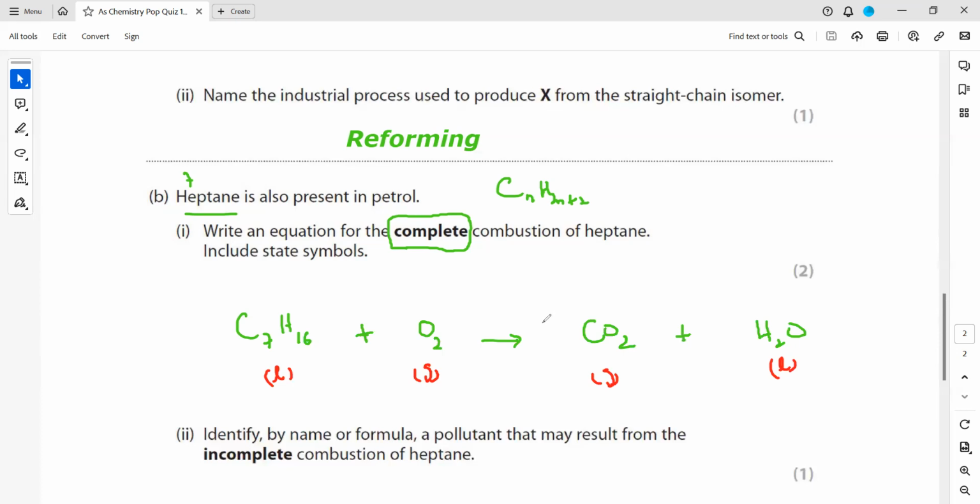Practically, when we burn it, it will produce water vapor because the energy which is released is absorbed by the water and turns it into vapor. But whenever we write the state symbols, we write them at 25 °C or 298 Kelvin.